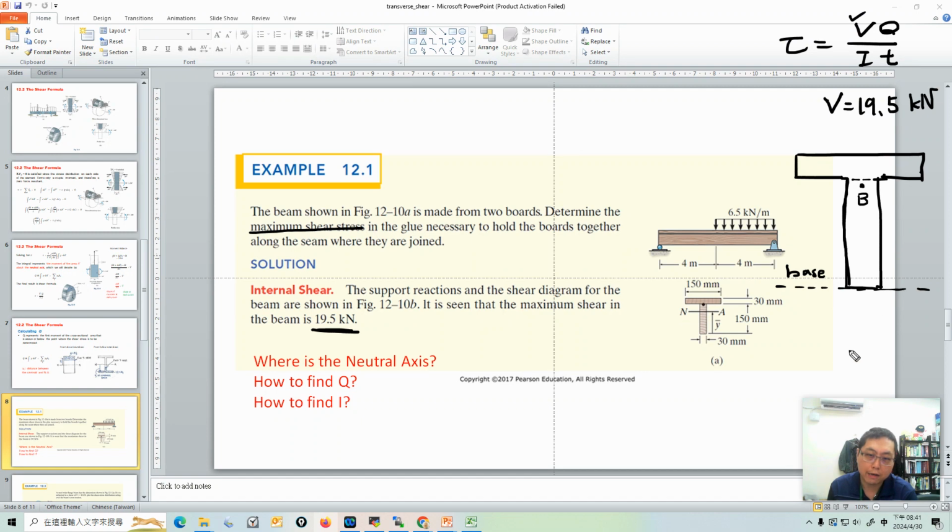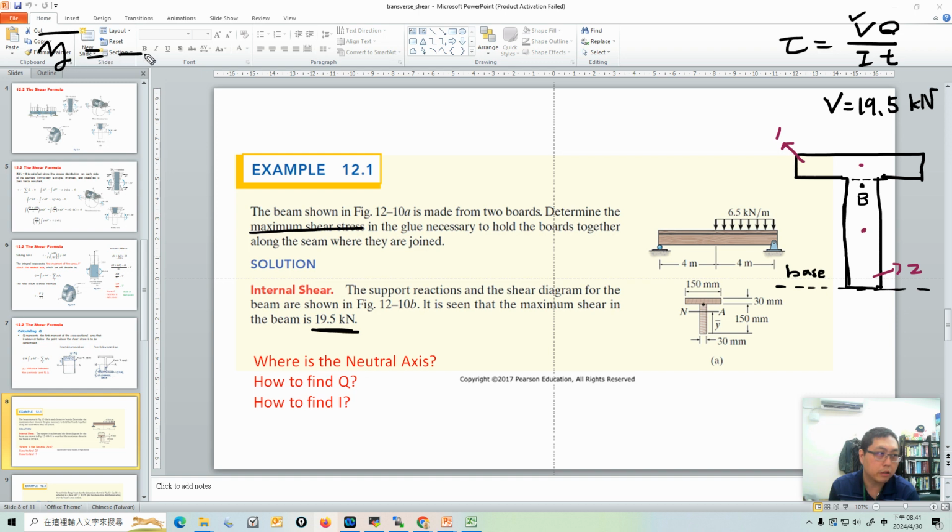How to calculate the neutral axis is very similar to calculating the centroid of a composite area. Right now we have a T shape cross section, so we can divide this T shape into two simple rectangles and determine the centroid of each area. So the centroid is here, and the centroid is here. I call this 1 and I call this 2. First of all, let's calculate the neutral axis, y bar.